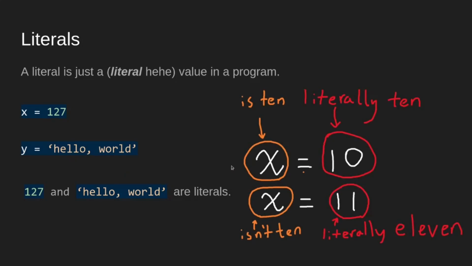So you guys might be asking why we distinguish between these two values, x and 127, if in the end they both mean 127. And the reason why is because x is able to change its value. So in this case, we have x, which is equal to 10, and we have 10 here, which is a literal, so it's literally 10. And when we reassign x to the literal 11, then x now isn't 10. So x can't be literal. It's a variable.